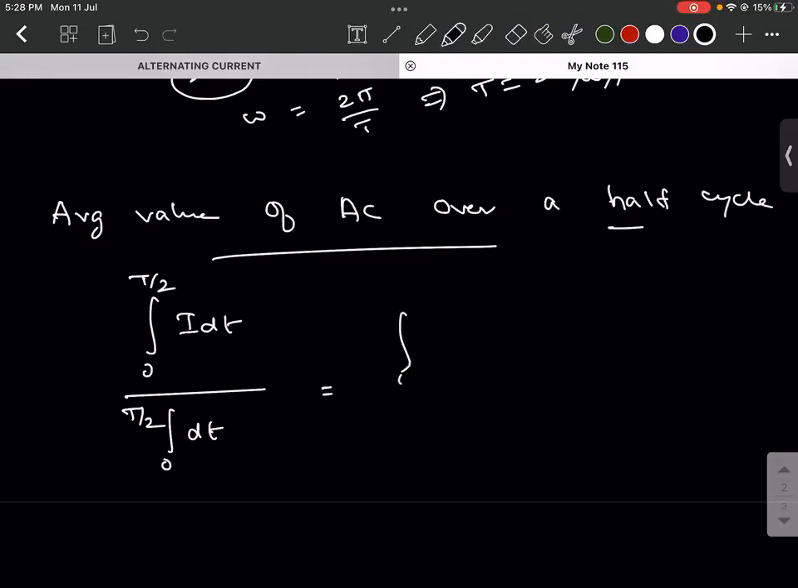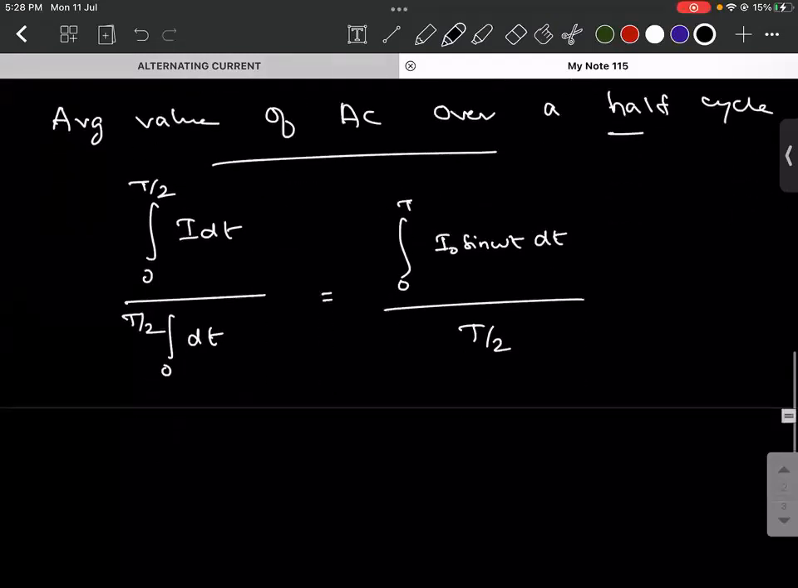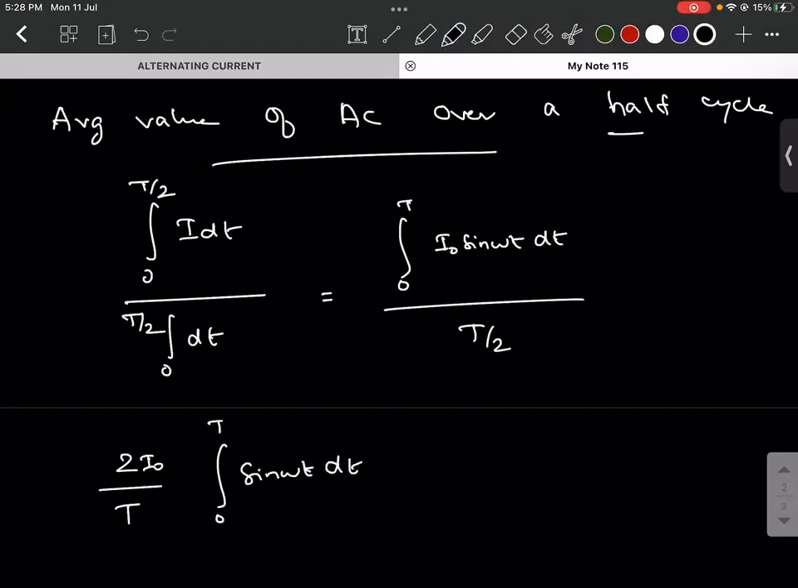Where in the place of I, you will write I naught sine omega t dt, divided by integral of 0 to T by 2 dt, which is how much? T by 2. Accepted. So this will become 2 divided by T into integral of I naught sine omega t dt. I can take that I naught outside. So 2 I naught divided by T into sine omega t dt. Observe till this step. If there is any doubt, let me know.